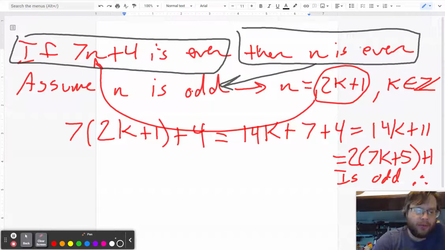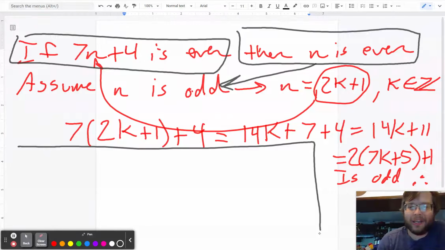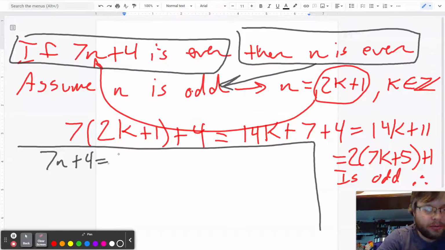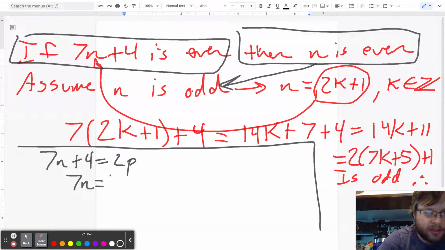Now, you can also prove it just directly. So this is proving the original statement directly. You could just say 7n plus 4 is equal to, I'll use just a different letter, 2p. And then I'm going to try from there to prove that n has to be even. So what I'm going to do is get n by itself. So 7n is 2p minus 4.